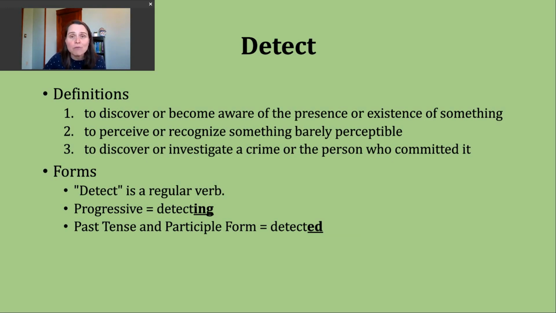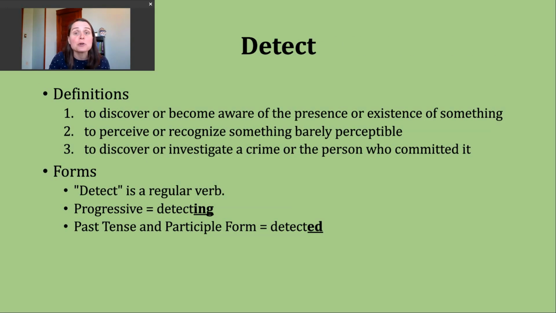To make the progressive form of this verb, all you need to do is add ing to form detecting. The past tense and participle forms of this verb can be made by just adding ed. Our base verb, detect, ends in a T sound. And this means that when I add that past tense ending, I'm going to add an extra syllable, and the sound I'm going to make is id, id. So it should sound like this: detected, detected.